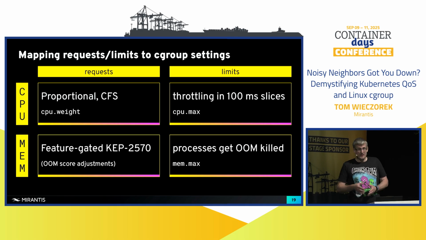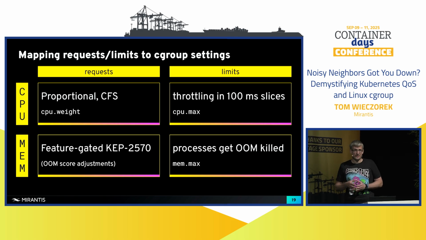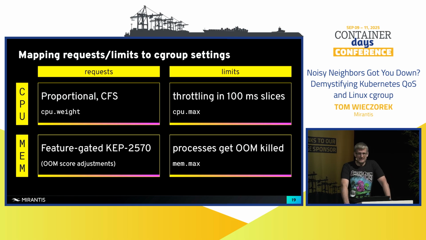So we basically have the CPU limits, which affect the CPU.max setting on the cgroup level, which is basically throttling in 100 millisecond slices. So you're putting a millisecond value on this, like 50 milliseconds, which is basically half a CPU. So you get 50 milliseconds of a 100 millisecond CPU time slice, which means half a CPU. And if you have 3 CPUs, you would get 300 milliseconds of a 100 millisecond time slice. So this is how limits on CPU work.